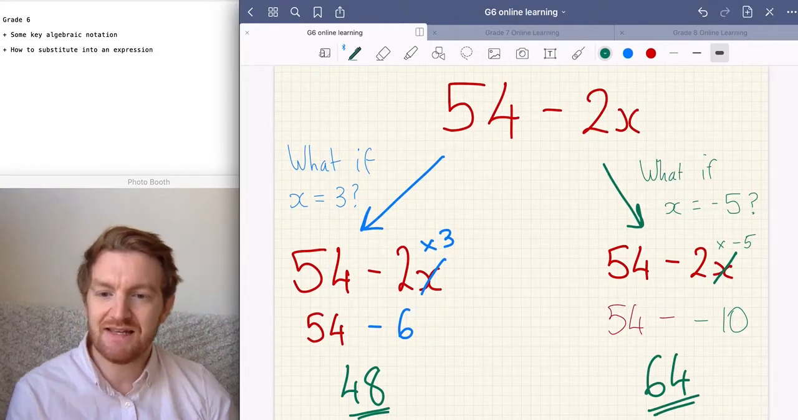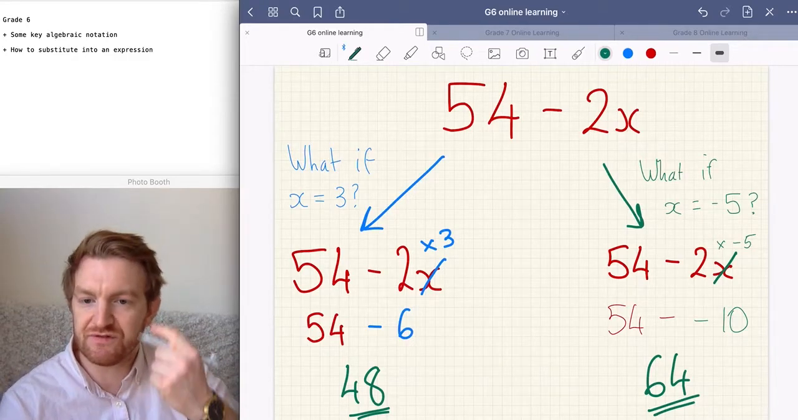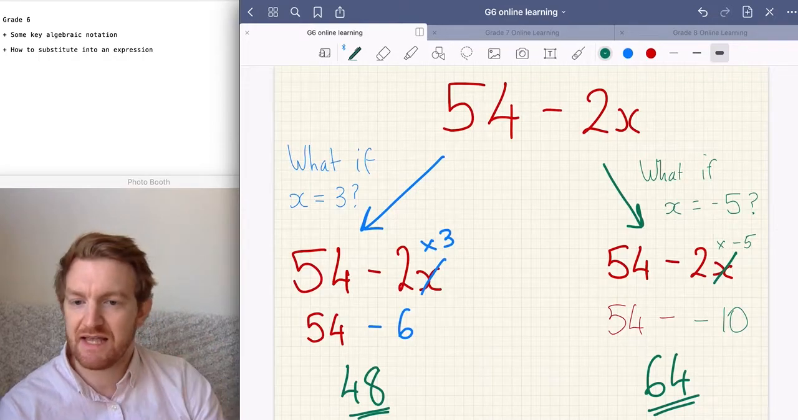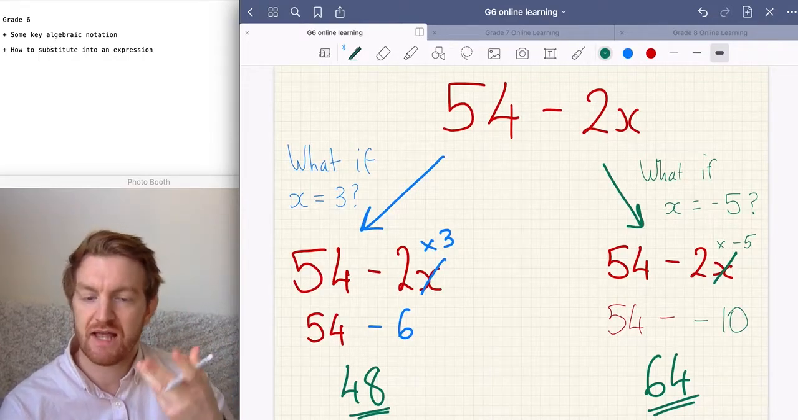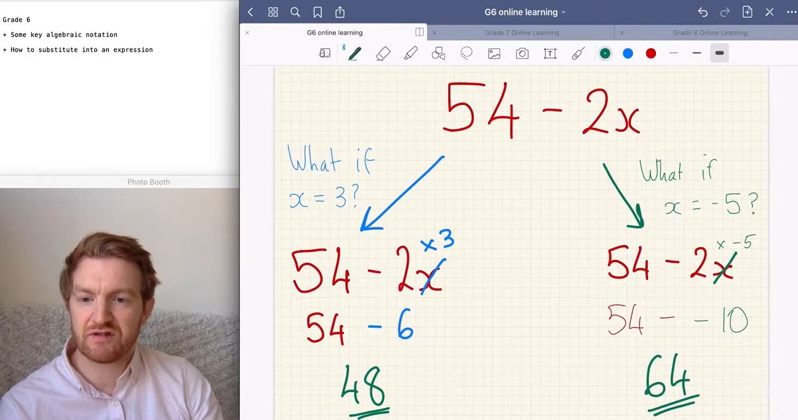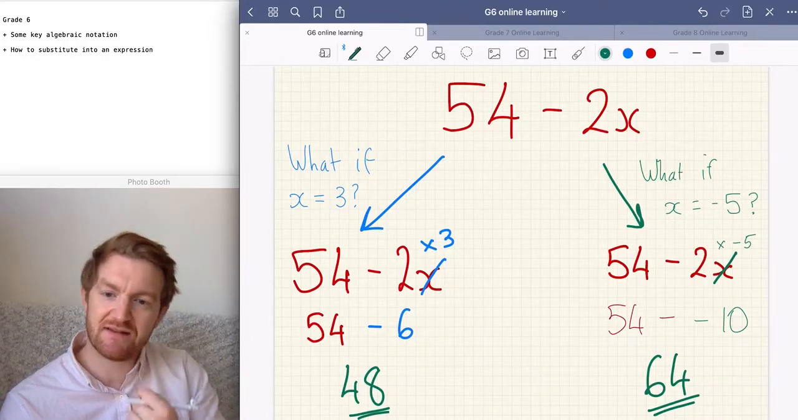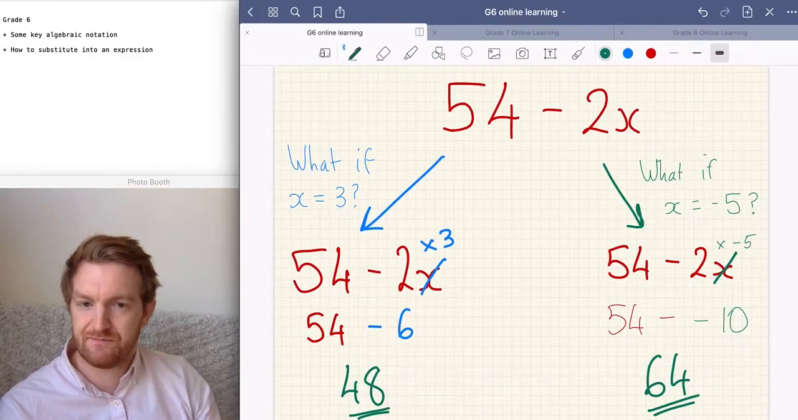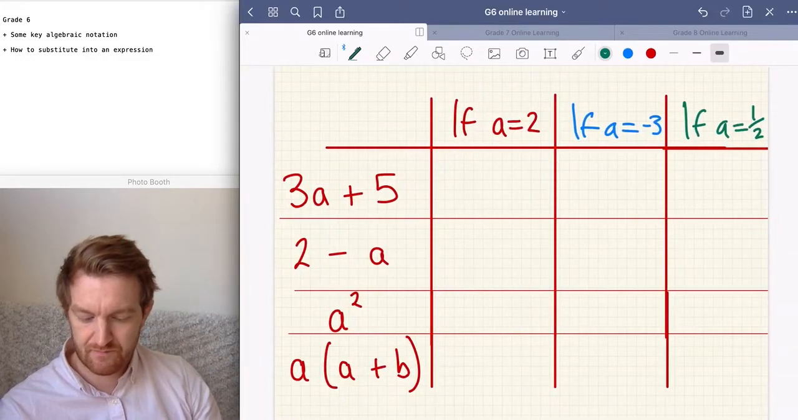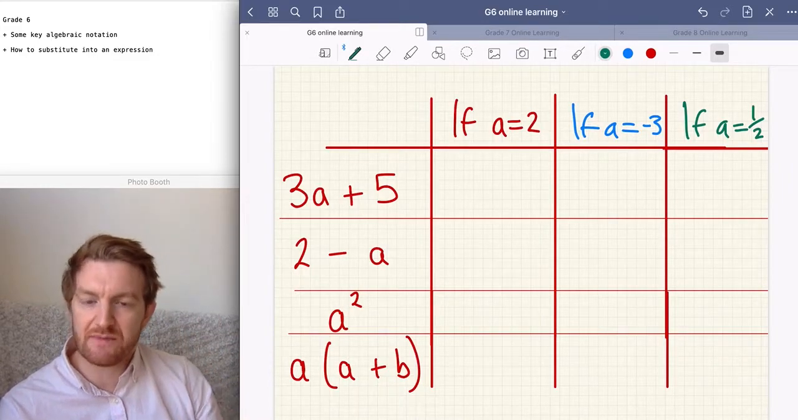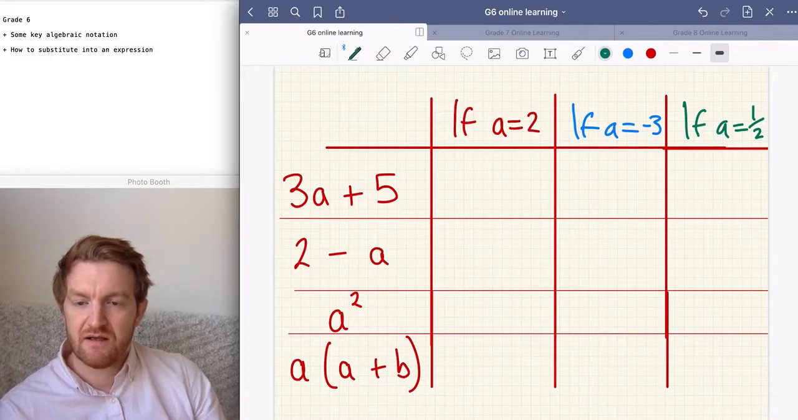So the value of the variable will determine the value of the expression altogether. We can see here that when we put two different numbers in, we get two different answers out. Substitution is the process where you put numbers in and you see what you get out when you change the variable for a number. We can look at this with some different types of notation.